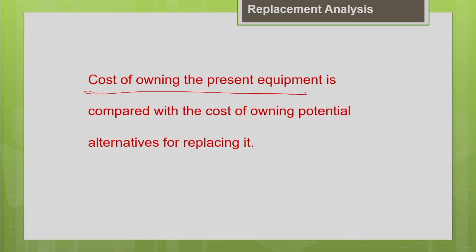Basically, we are going to compare the cost of owning the present equipment with the cost of owning other potential alternatives. What are the potential alternatives available for replacement? We are going to look into that. We will work out the cost of the different alternatives, and we know the cost of the present equipment. We can compare the Defender with the Challengers and make the right decision whether to replace this Defender with a particular Challenger. If we decide to replace, we can also determine the optimum replacement time. We will discuss that in detail in the upcoming slides.